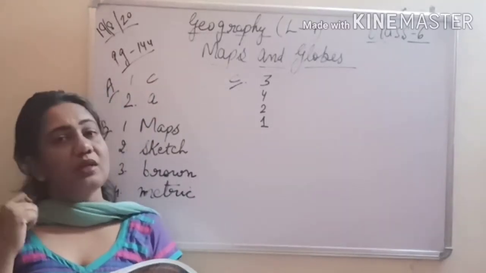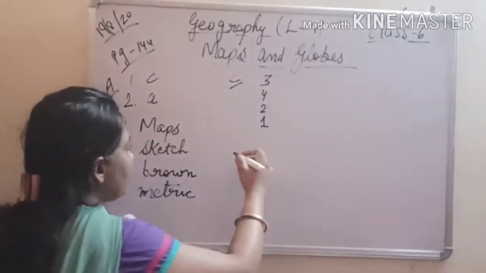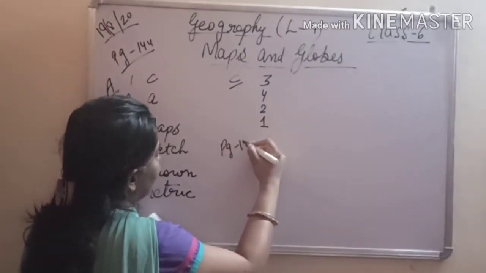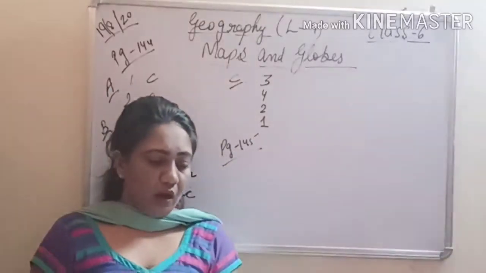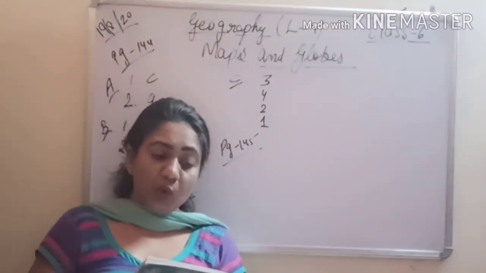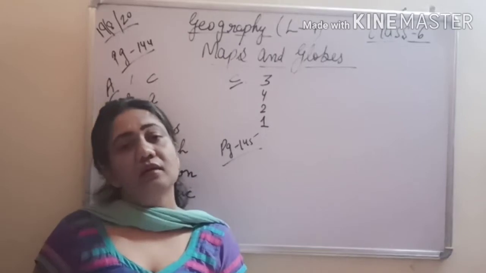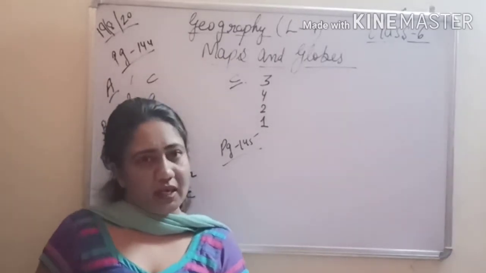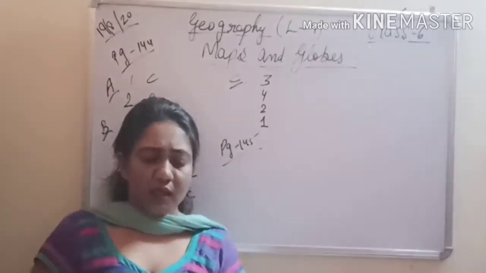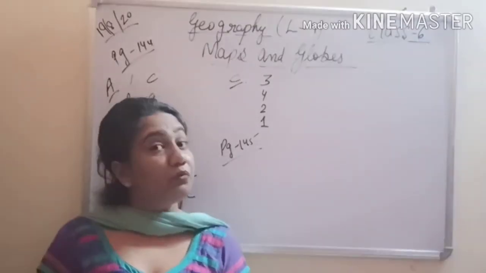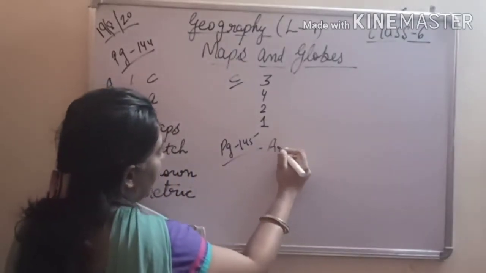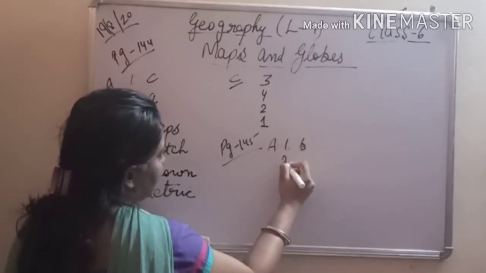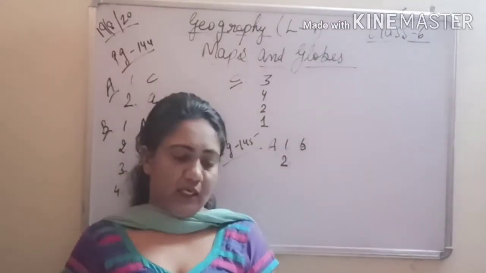So coming to the next page, that is page number 145, we have 2 more multiple choice questions. So let's see that. A rough map without a scale is called a dash. Already we have done that. Is it a plan? No. Is it a thematic map? No. Then what? It is a sketch. So it is option number B according to your book. So just tick on option number B.